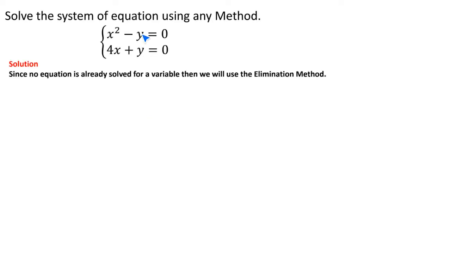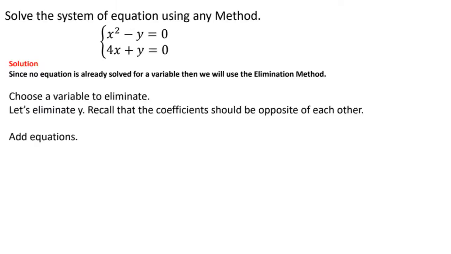You can still use the same methods that we used before. In this case, notice I have a negative y and I have a positive y. If I add these together, they're going to cancel each other. So I'm going to go ahead and use elimination, and add the equations together. I'm going to have x squared plus 4x, and then negative y plus y is 0, and 0 plus 0 is 0. So now I'm left with this equation here.